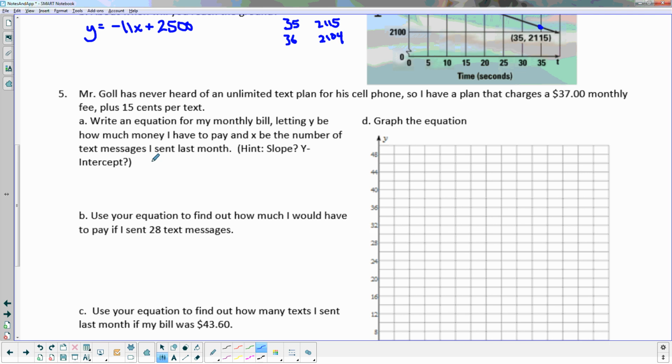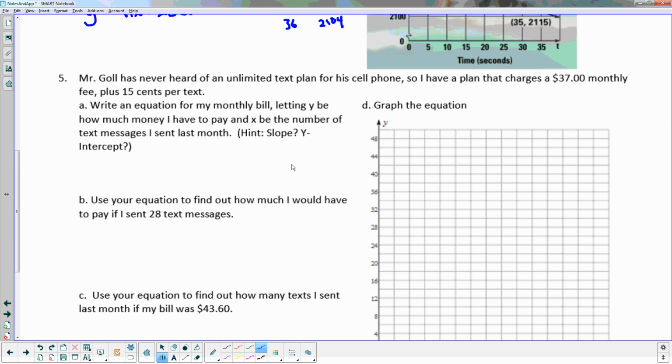And I guess we can go ahead and talk about it. What we have to think about is, if I send no text messages in a month, how much money will I owe at the end of the month? Well, hopefully we see that it's going to be that $37. They're going to charge me that $37 every month, no matter what, whether that's a service fee or insurance or whatever it is. That's my base charge, $37. So my y-intercept is $37.